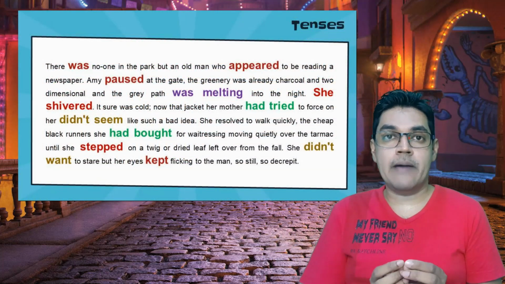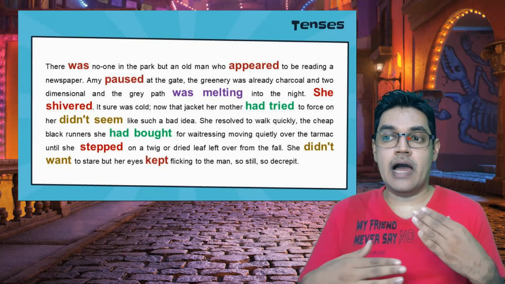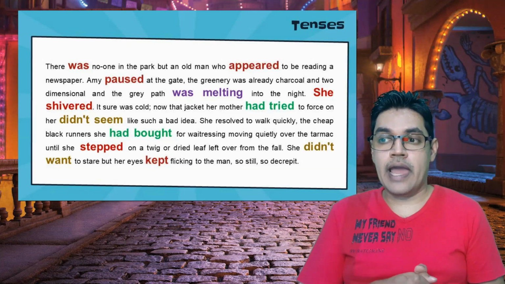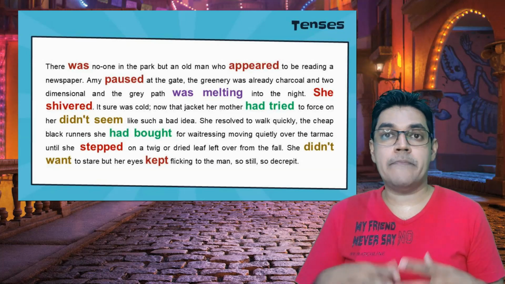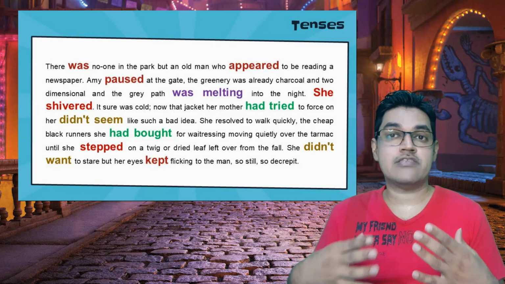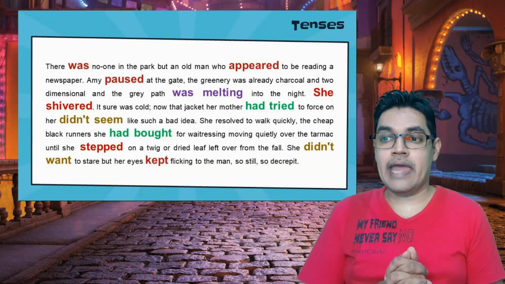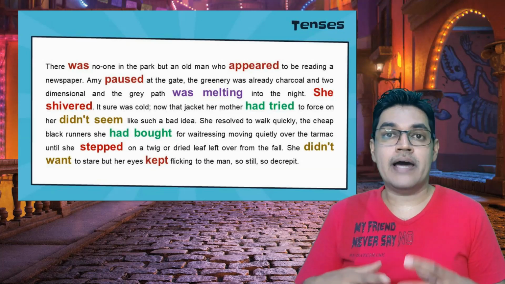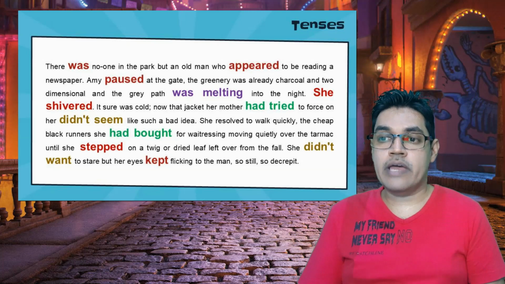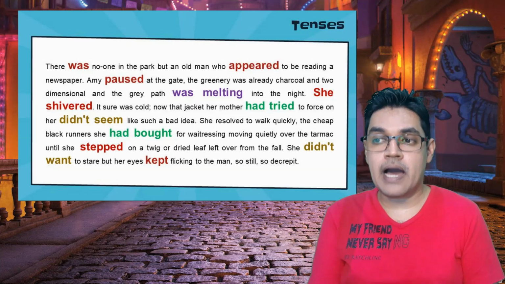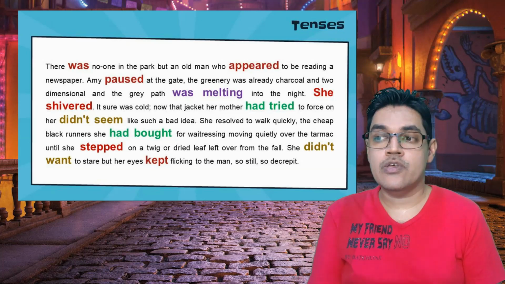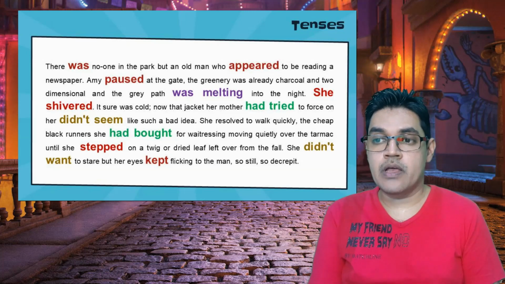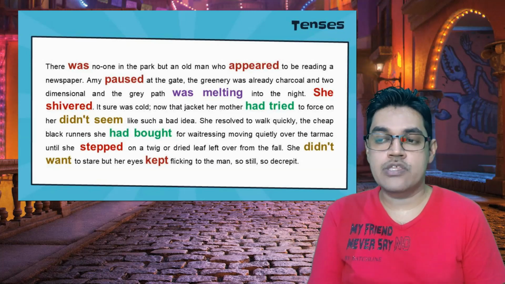So the words that are bold in red and big are examples of past tense. And the words that are bold in purple are in past continuous, and the one in green is past perfect. Okay, so that's the first one. There was no one in the park but an old man who appeared to be reading a newspaper. Amy paused at the gate. Okay, the word paused is in past tense. Her action, the action word, is used in past tense.